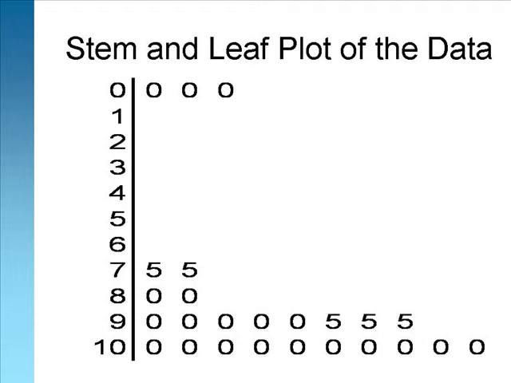Reading top to bottom are 0, 0, 0, 75, 75, 80, 80, 90, 90, 90, 90, 90, 95, 95, 95, 100, 100, 100, 100, 100, 100, 100, 100, 100, and 100.